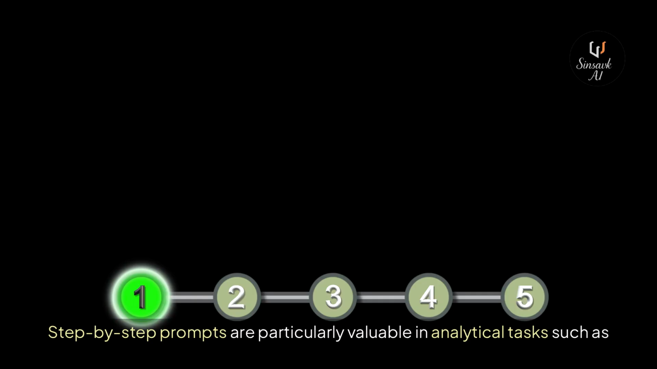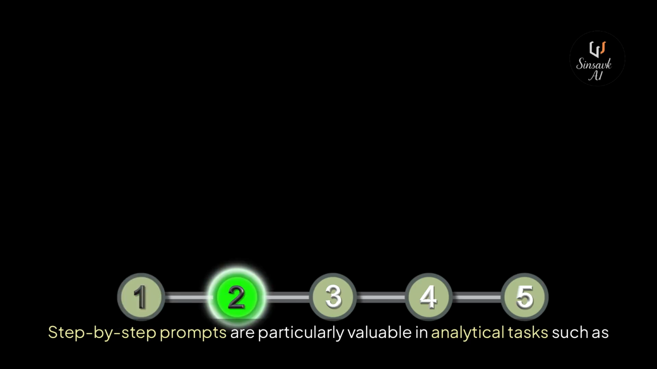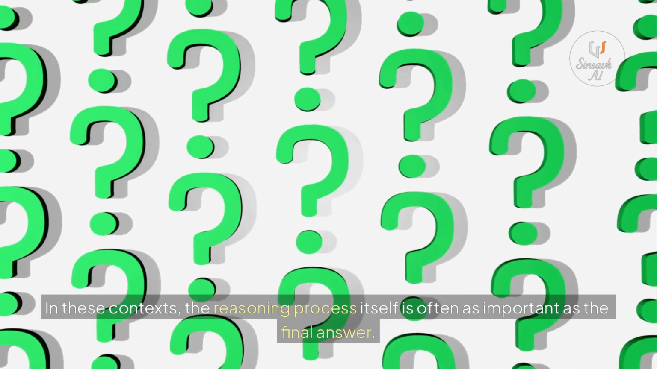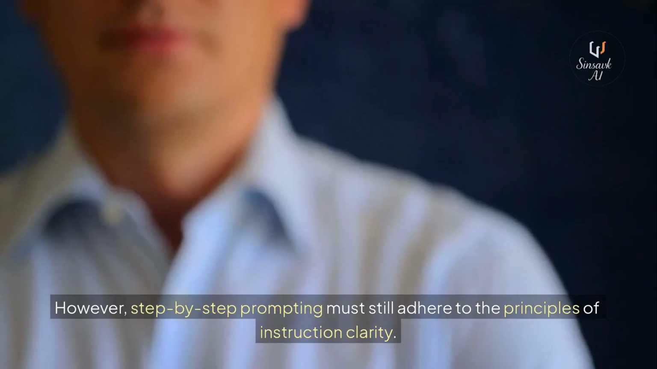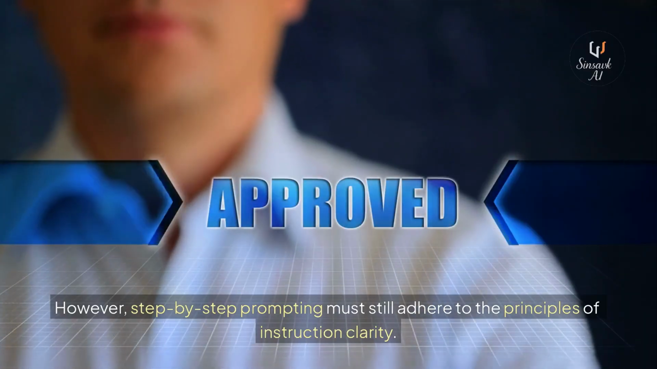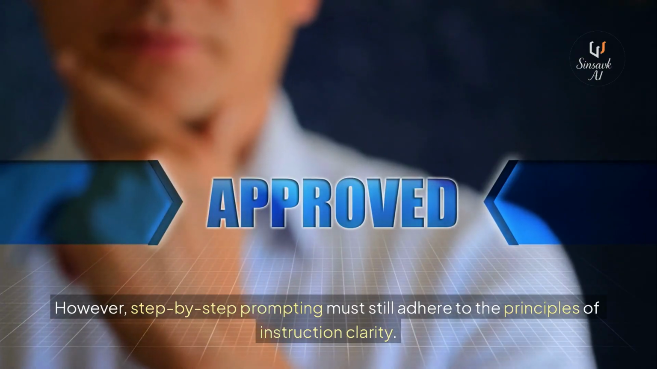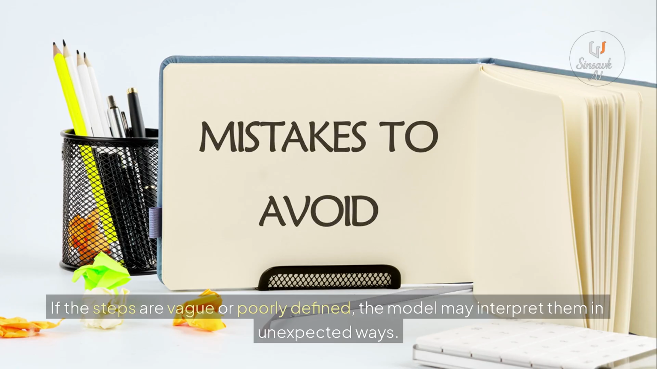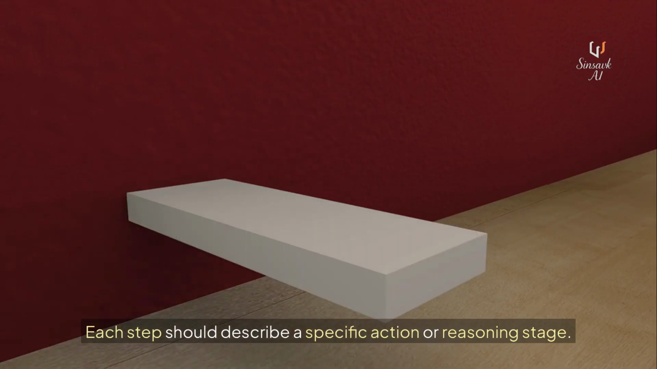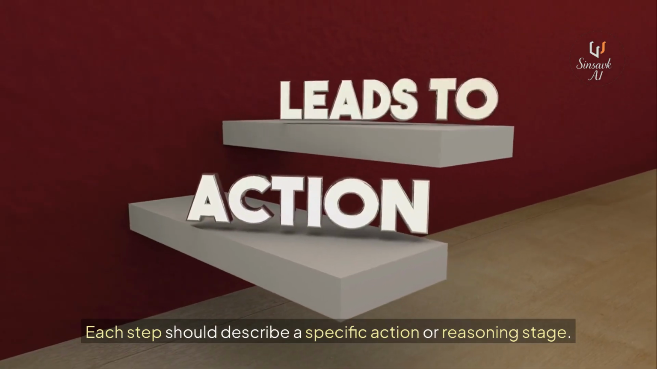Step-by-step prompts are particularly valuable in analytical tasks such as mathematical reasoning, data interpretation, and multi-stage decision analysis. In these contexts, the reasoning process itself is often as important as the final answer. However, step-by-step prompting must still adhere to the principles of instruction clarity. If the steps are vague or poorly defined, the model may interpret them in unexpected ways. Each step should describe a specific action or reasoning stage.